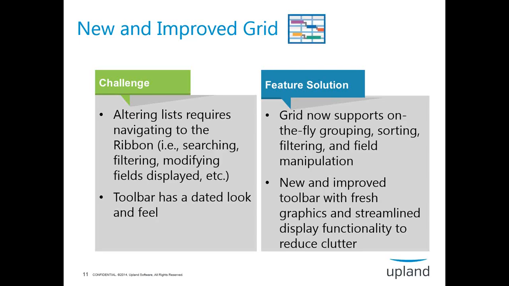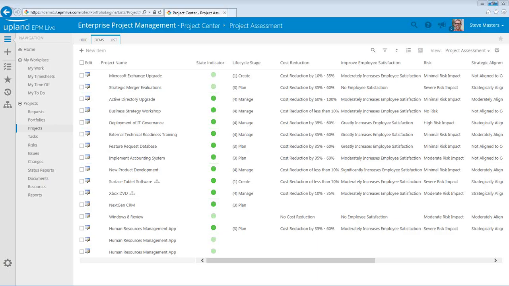As for the main content area within EPM Live's other lists, the release again focused on improving the look and feel, as well as moving functionality out of the ribbon and into the main content area to facilitate faster accessibility. Regarding the grid functionality, we now support on-the-fly grouping, sorting, filtering, and field manipulation, as well as new and improved graphics and toolbars to streamline displayed functionality and reduce clutter within the list views. Let's take a look at this.